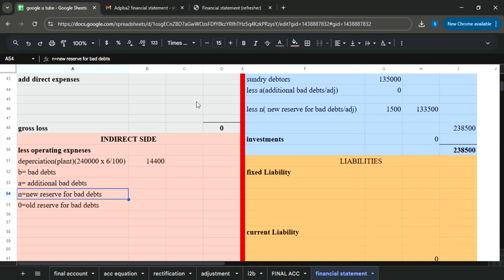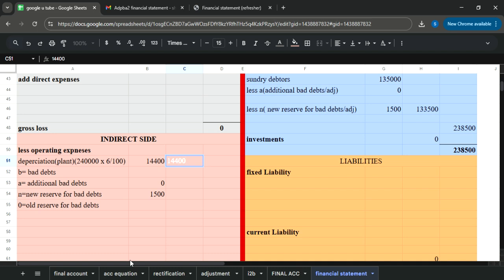You have already calculated A and N. Look here, this is A and this is N: additional bad debt, new reserve. Additional bad debt is 0, so you can directly write 0 over here. And the new reserve you have calculated was 1500. You can write 1500 over here.